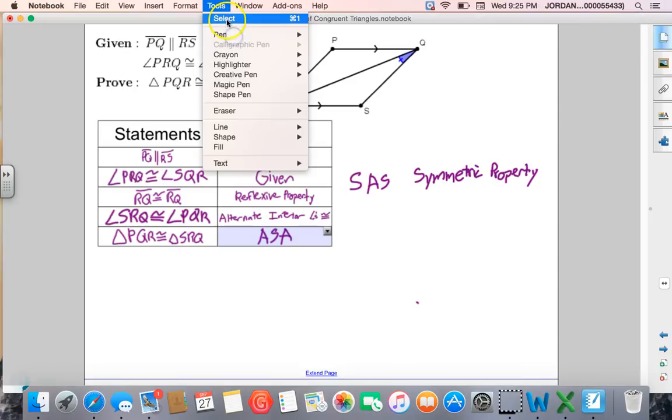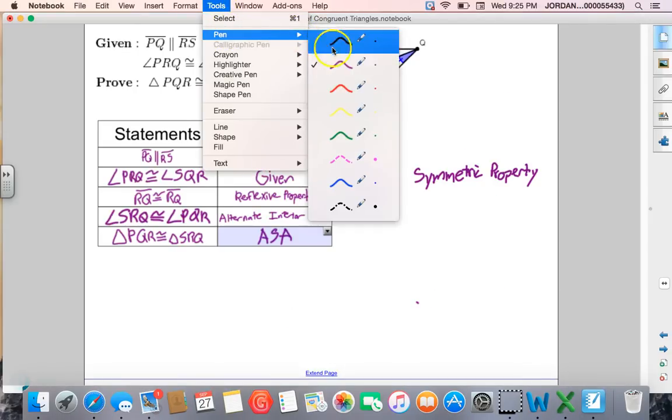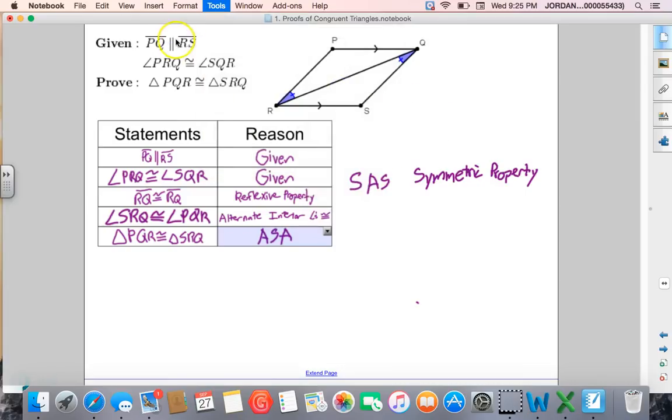Alright, so on this one, again, we start with our givens. And the things that we are given are that PQ is parallel to RS. That's what we're given, so we put that in here, given. And we also are given that angle PRQ is congruent to angle SQR, so that's given. Now, one thing that we know is we know that this line is congruent to itself. RQ is congruent to RQ because of the reflexive property. And now, because these lines are parallel, this was the tricky part.